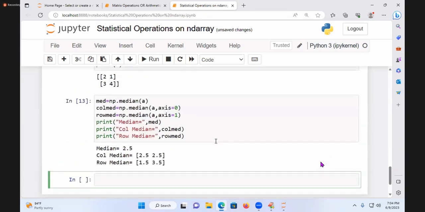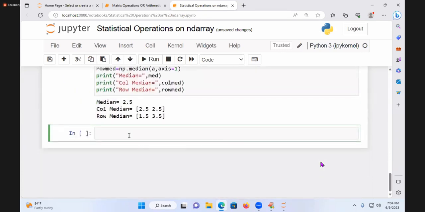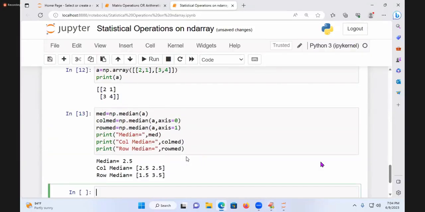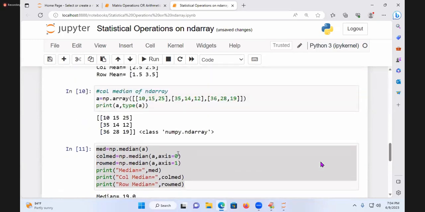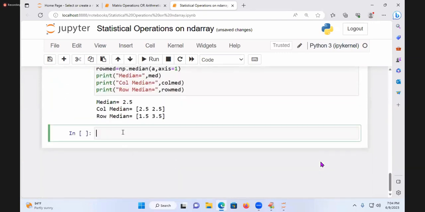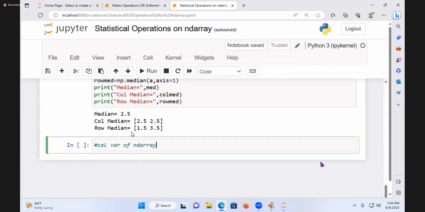Got it? Now, I will go for standard deviation and variance. Variance, I'll go for it. That is also having one beautiful formula. So go to the place. Now I'll go for calculation of variance. Variance of an ND array.